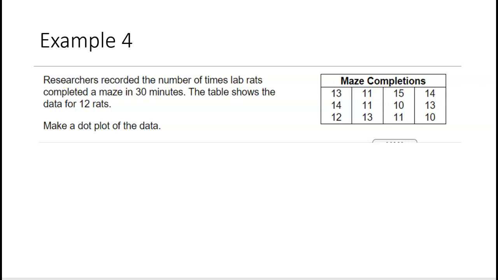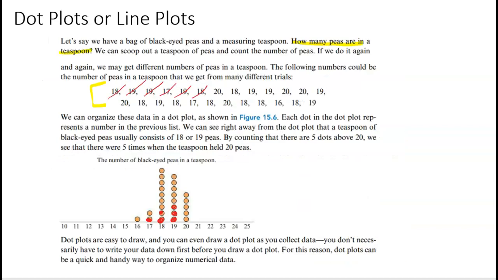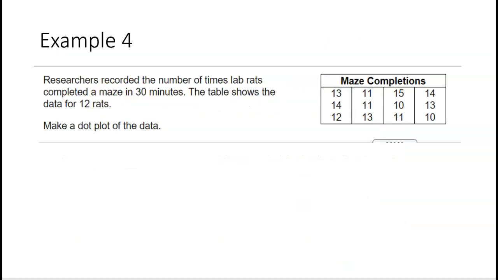Welcome back to 15.2. We have been doing dot plots and line plots. And now let's do an example. Researchers recorded the number of times lab rats completed a maze in 30 minutes. The table shows the data for 12 rats. Make a dot plot of the data.